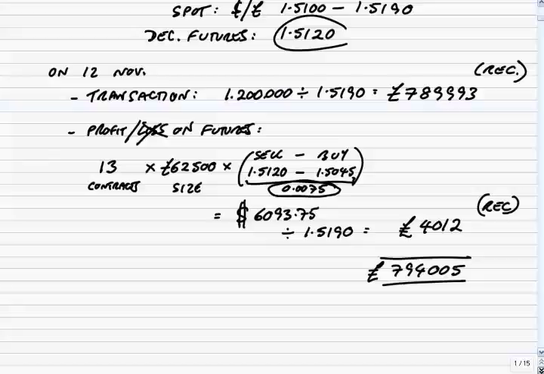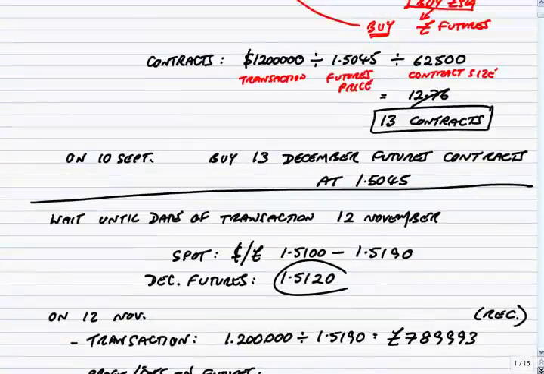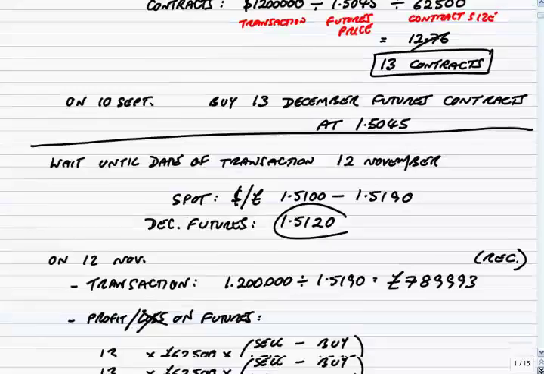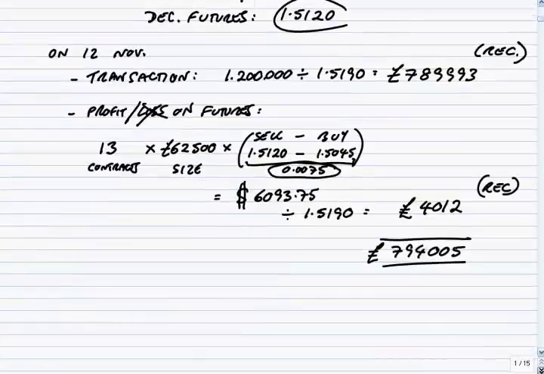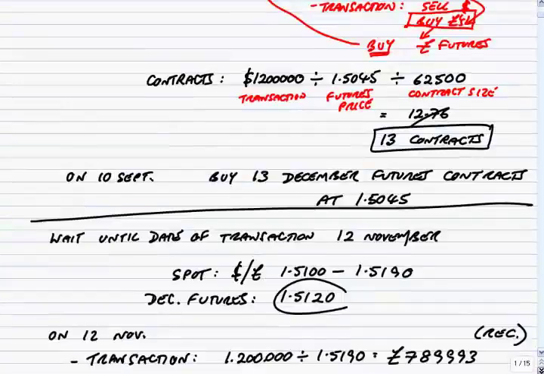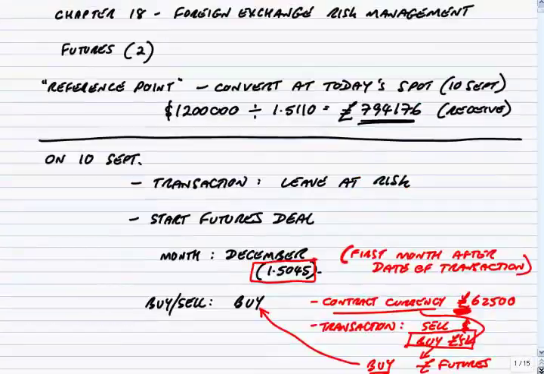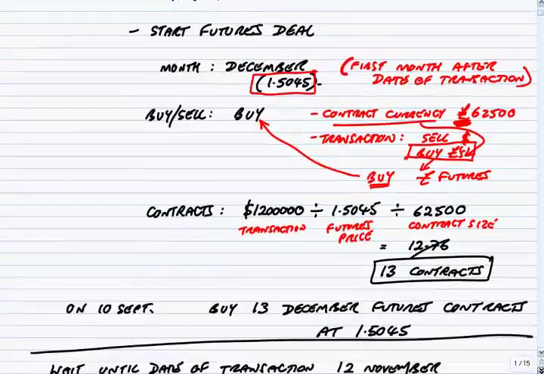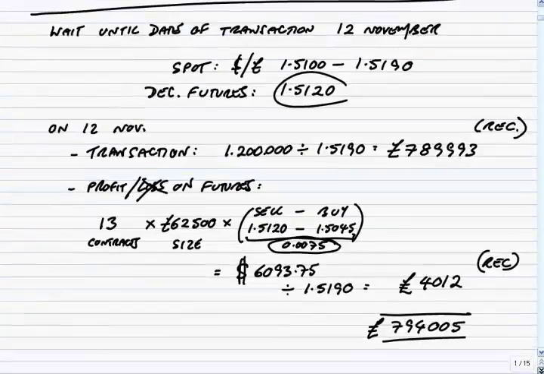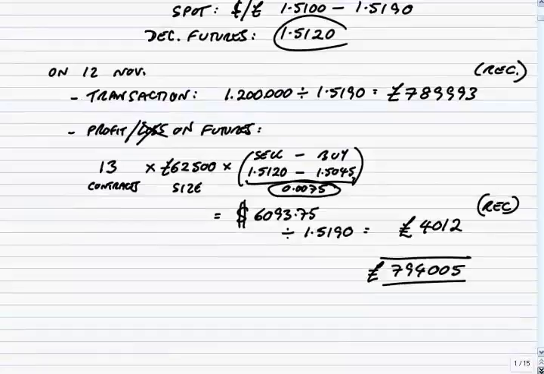Well, there we are. I mean, there's the futures deal we set up on the 10th of September. Again, at that stage, apart from paying a deposit, no cash changed hands. It's on the 12th of November everything happens. And let's look at what's happened. First of all, the transaction. Our reference point, at today's spot, we'd have got 794,176. Here, the exchange rate moved against us, and we only got 789,993.